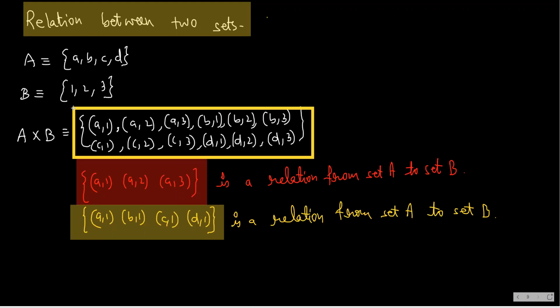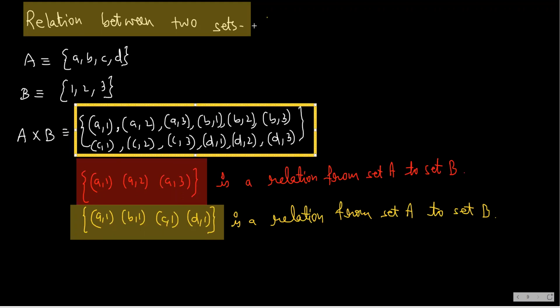If you want to know the answer to that, then you should first be able to write how many subsets you have of A cross B. How many subsets do you have of A cross B? The total number of subsets of A cross B.